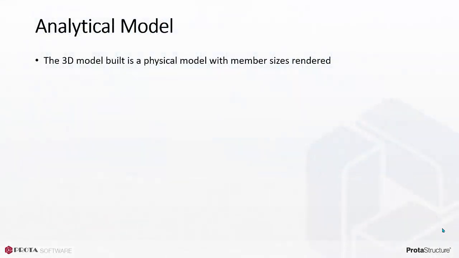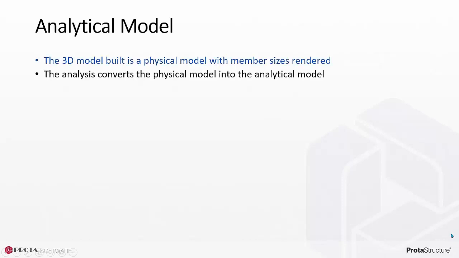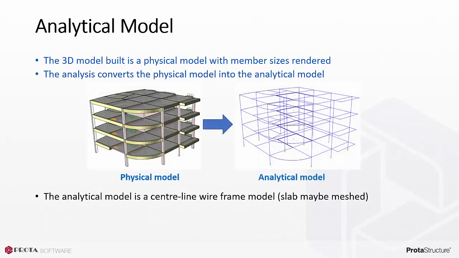The 3D model we build is a physical model with actual member sizes rendered. The analysis converts the physical model into the analytical model, as shown. The analytical model is a centerline wireframe model. Alternatively, slabs can also be meshed and included in analysis.